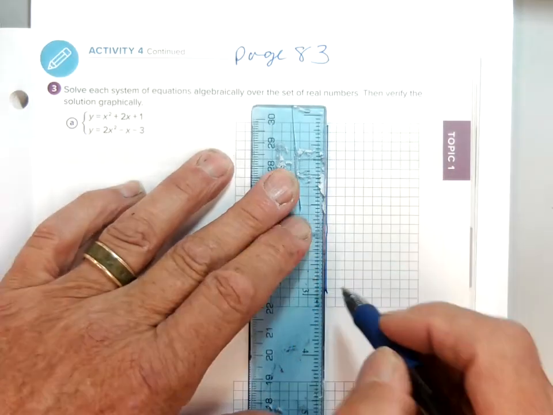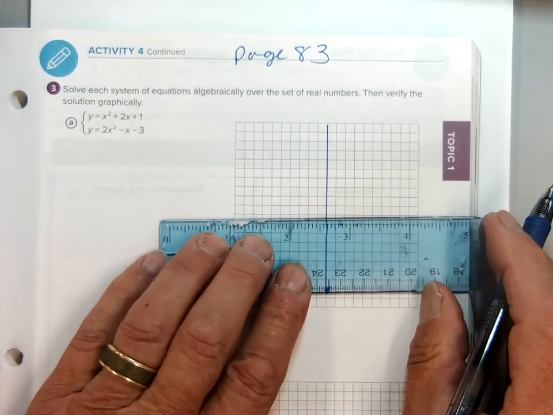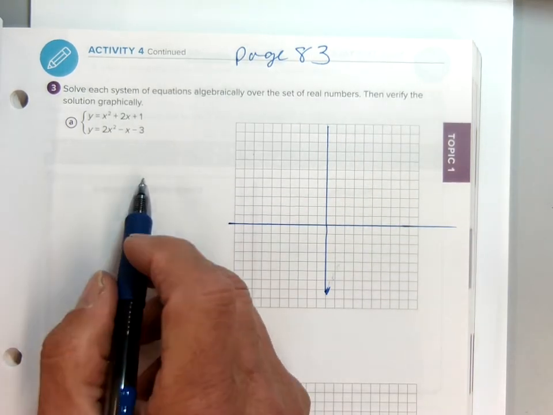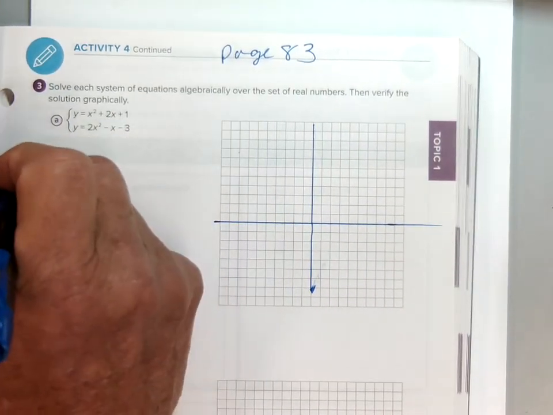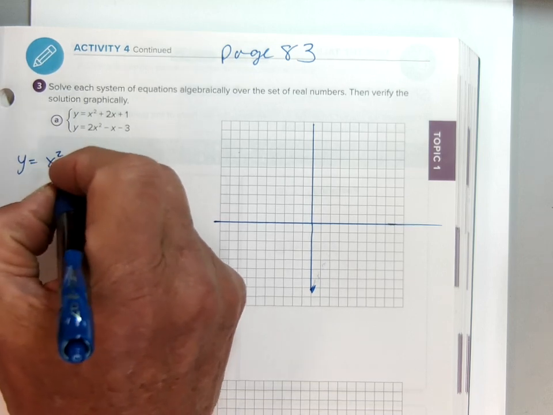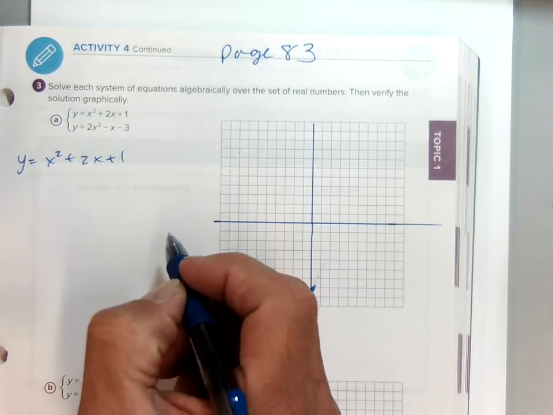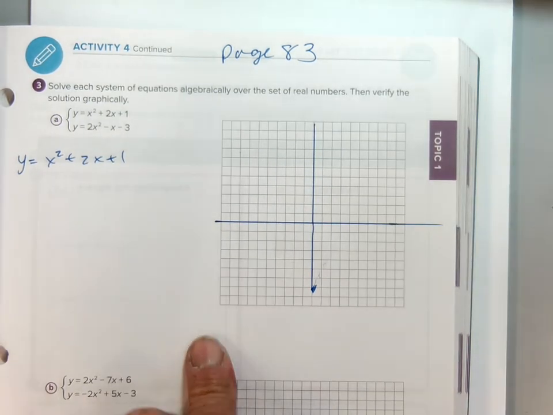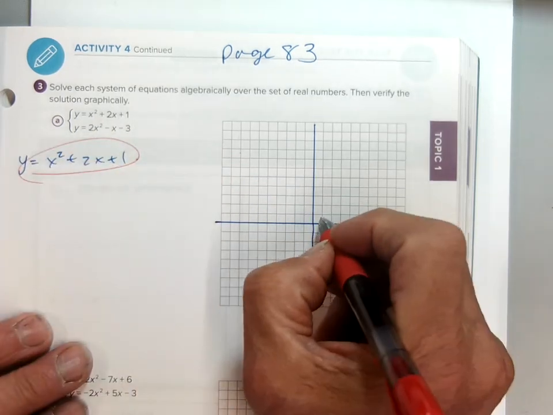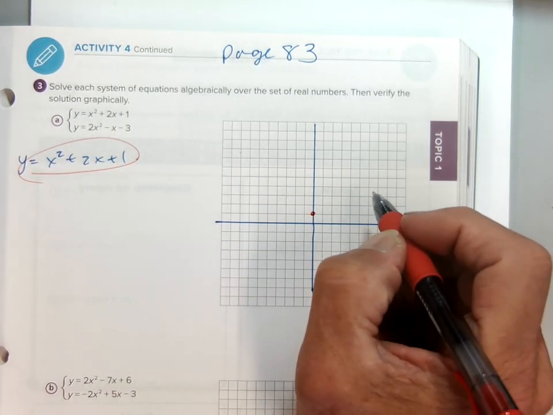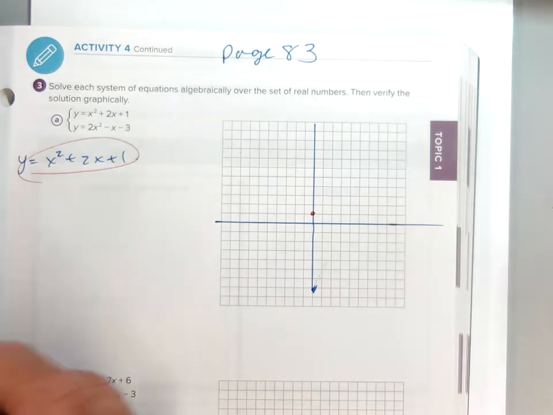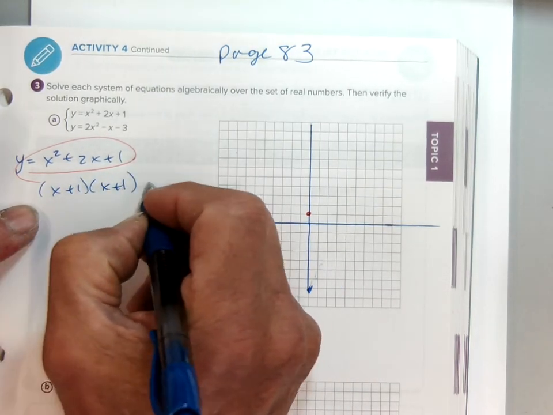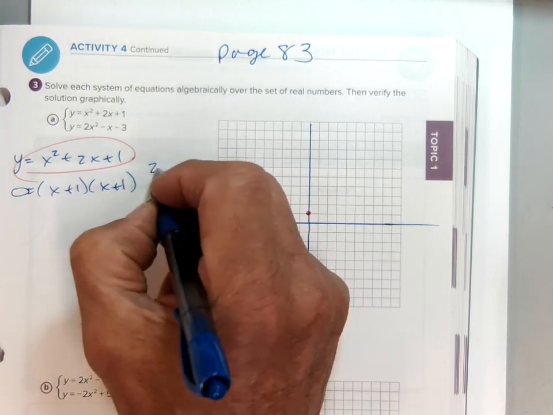Two different graphs. Let's take a look at both parabolas, okay? I want to graph the first equation, y equals x squared plus 2x plus 1. I know it's going to have a y-intercept. I'll do this one in red. Y-intercept at positive 1. I know if I factor it, it factors into x plus 1, x plus 1, and I can get my zeros, okay?